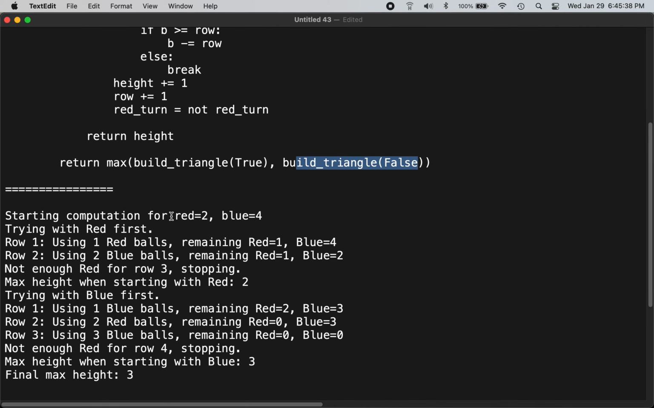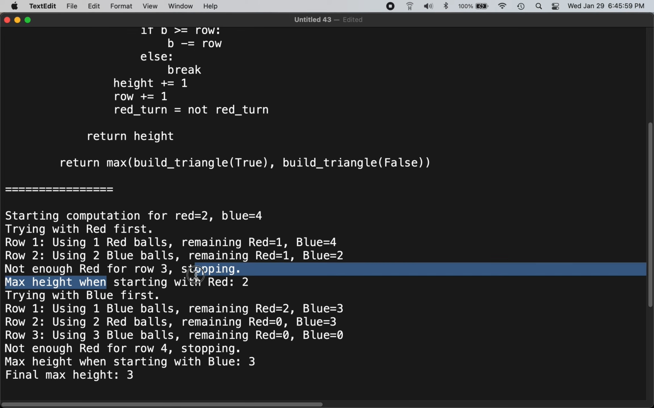So in this case of red 2 and blue 4, you start with red first. You use one red ball, and then remaining are one red and 4 blue, and then you use 2 blue balls, and then you have red of 1 and blue of 2. So not enough red, so the maximum height starting with red is just 2.